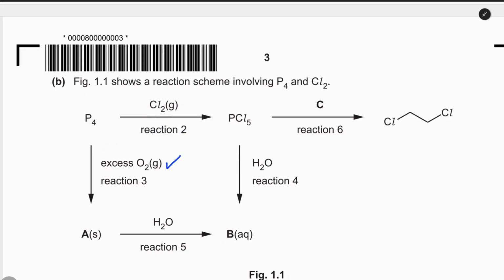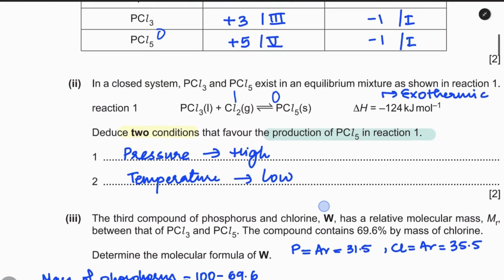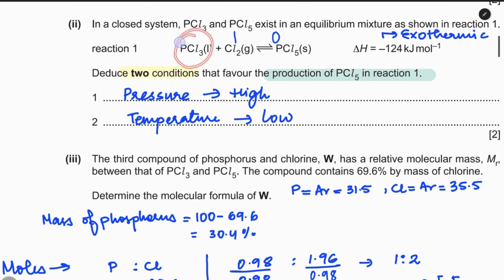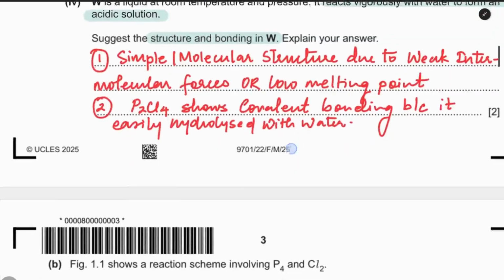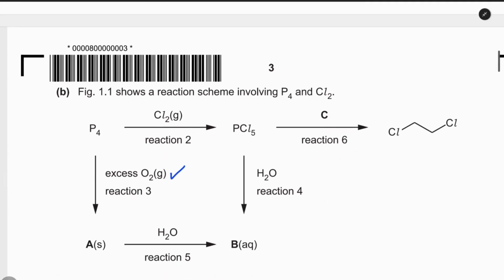Reaction number 1 they have not given directly, they have directly given reaction number 2. Yes, reaction number 1 is here, which we have seen. PCl3 with excess chlorine gives PCl5. So PCl5 we have got here, and directly reaction 2 they have given to us. And then reaction 3, then reactions 4, 5 and 6. So we have to check how it goes into the flow.